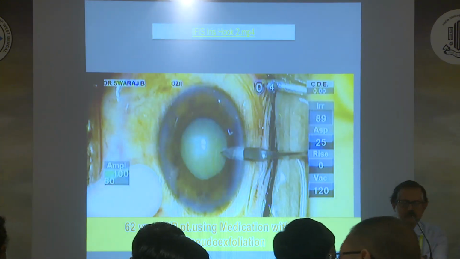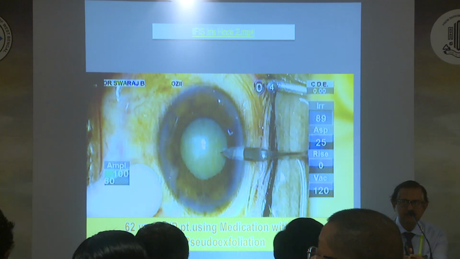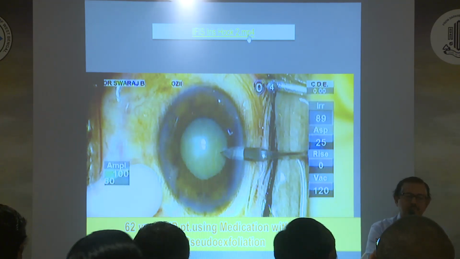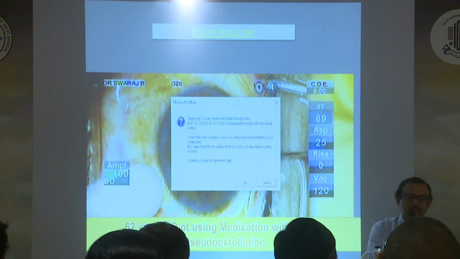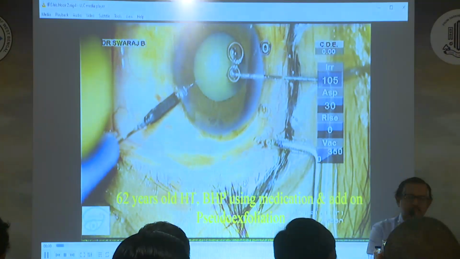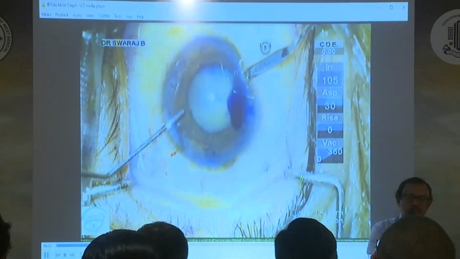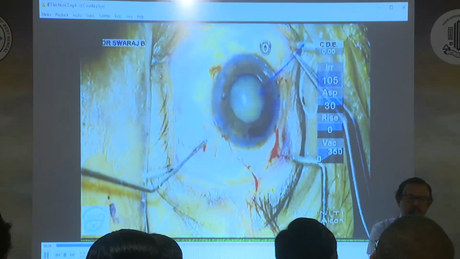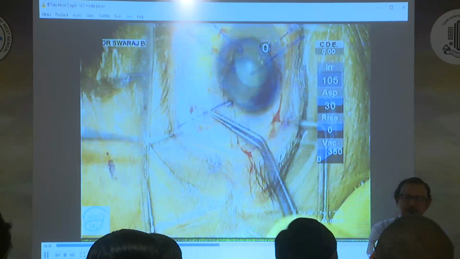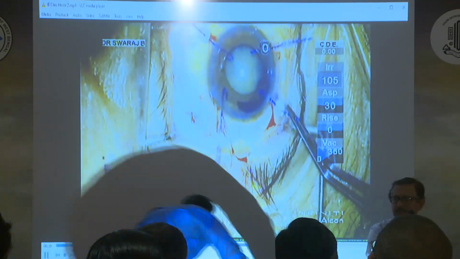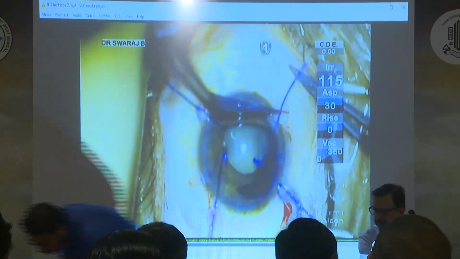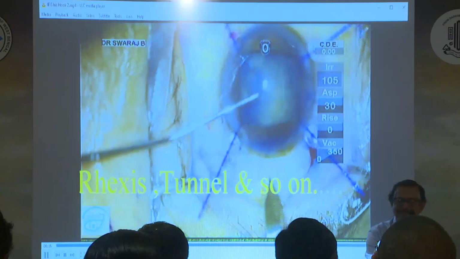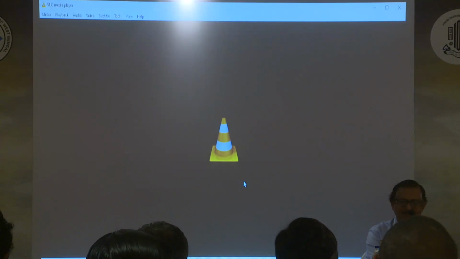Then this is another case, a 62-year-old BPH patient using medication, with add-on pseudoexfoliation. Here in this case also, in the same way, we are doing paracentesis and putting in different numbers of iris hooks. Depending on the situation, 4 to 5 can be put in very comfortably, keeping the pupil in a comfortable position, followed by the rexis, tunnel and so on.